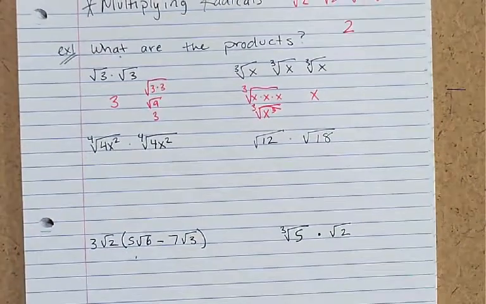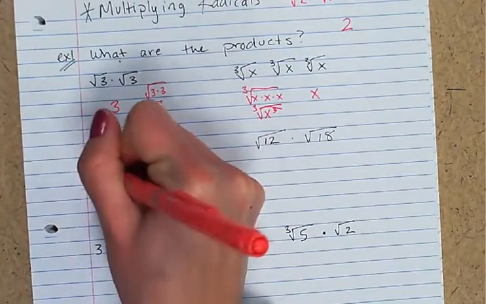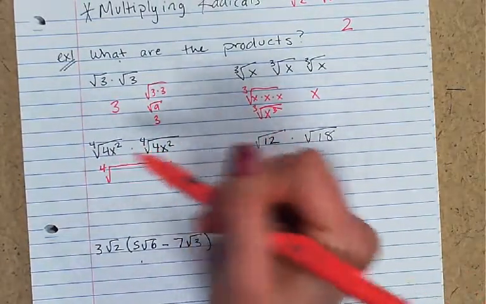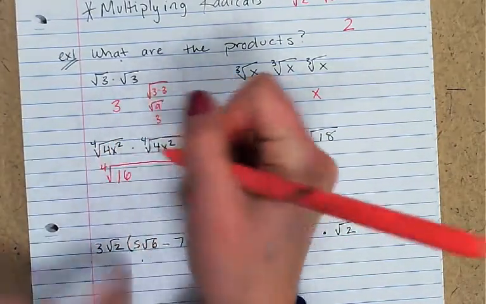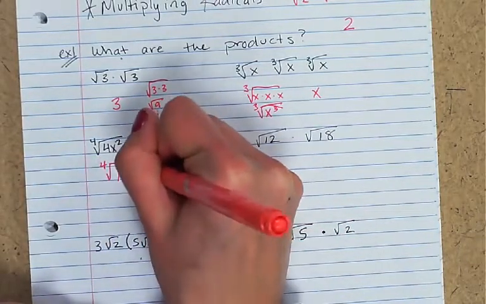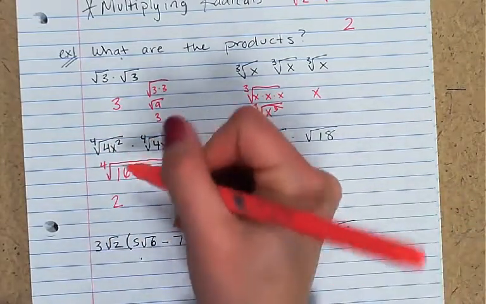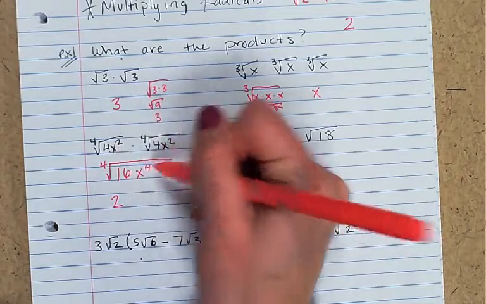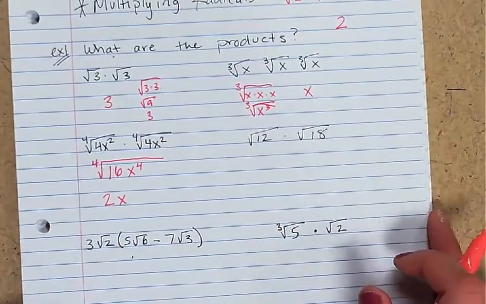On this next one, we have the 4th root of 4x squared times the 4th root of 4x squared. Same root here, so I can combine them into just one big 4th root. If we multiply the numbers, 4 times 4 is 16. Then multiply the letters: x squared times x squared is x to the 4th. The 4th root of 16 is 2, and the 4th root of x to the 4th, those essentially cancel and you just get an x. So 2x is our final answer.